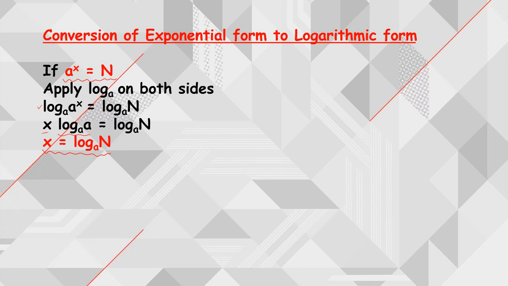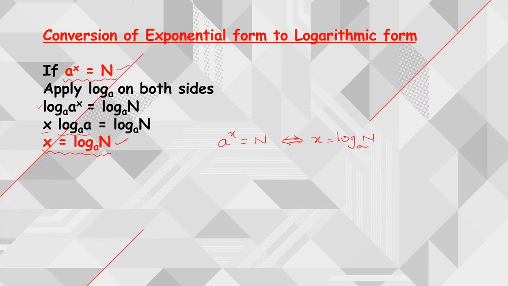So this form to this form conversion we have already seen. a power x is equal to n can be represented as x is equal to log n to the base a. Now in these things you can observe some particular things, right? Whenever you have a power x is equal to n, you can write it as x is equal to log n to the base a.